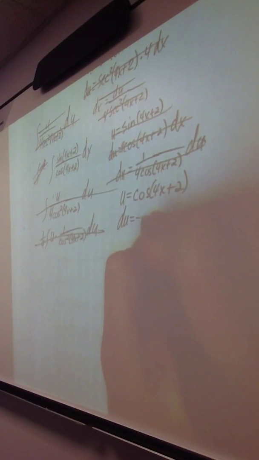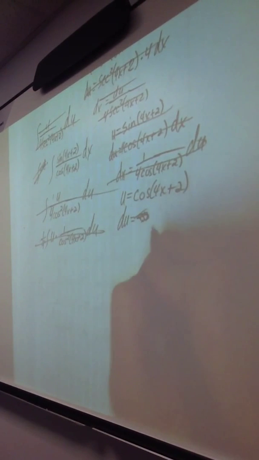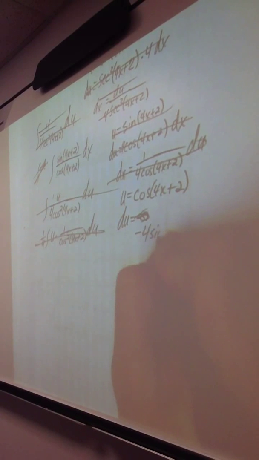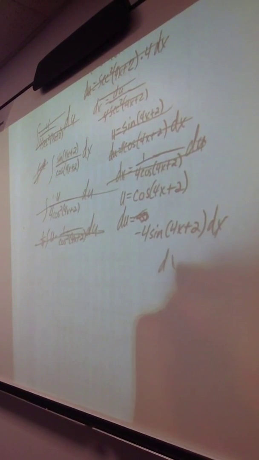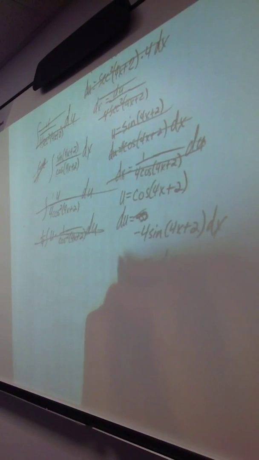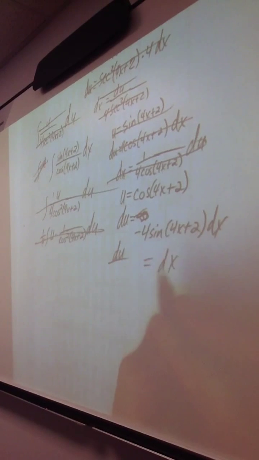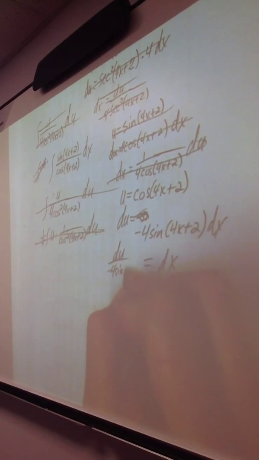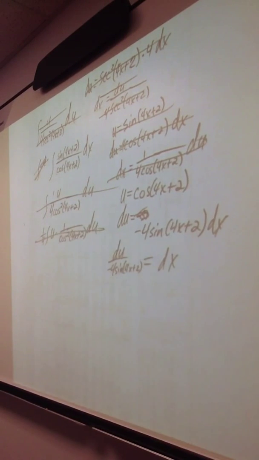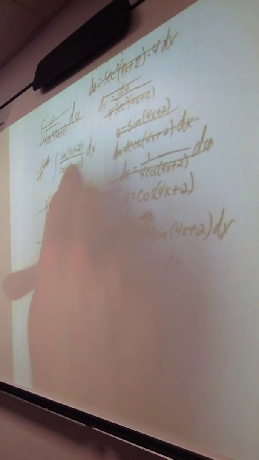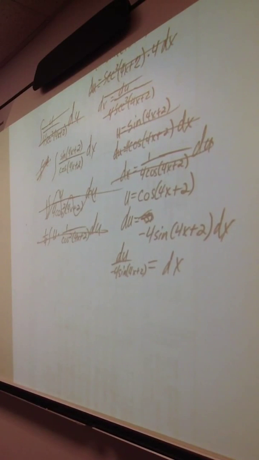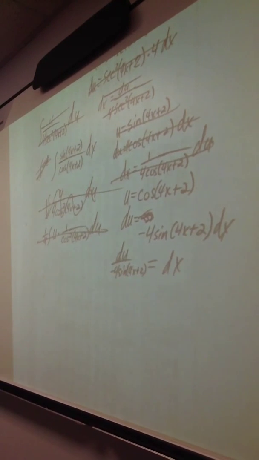Du will then equal negative 4 sine of 4x plus 2 dx. Divide that on both sides. I'll leave it like that. So dx will equal du over negative 4 sine of 4x plus 2. Now I know when I multiply that by that, the signs are going to cancel out, and that's what we're going for.